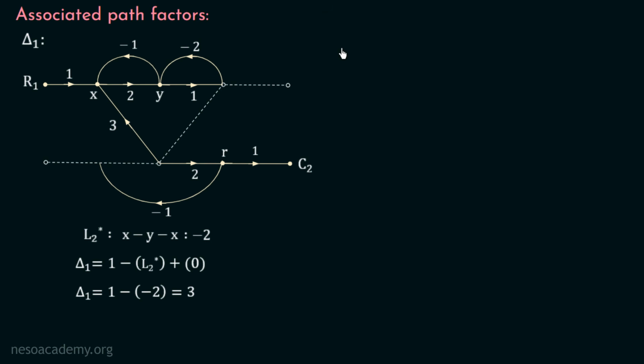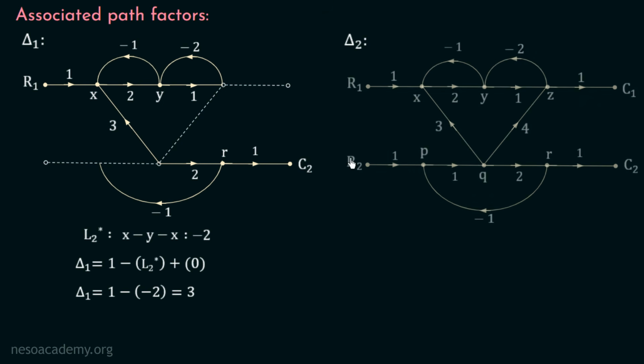We will now move on to the calculation of del 2, which is the associated path factor with respect to the second forward path. So let us consider the SFG one more time, and we know that the second forward path in this signal flow graph is R2, P, Q, X, Y, Z, C1. And we know that if we want to calculate the associated path factor with respect to this forward path, then we need to erase this forward path. And if we erase this forward path, the signal flow graph will look like this. Now observe this signal flow graph carefully and check for the remaining loops.